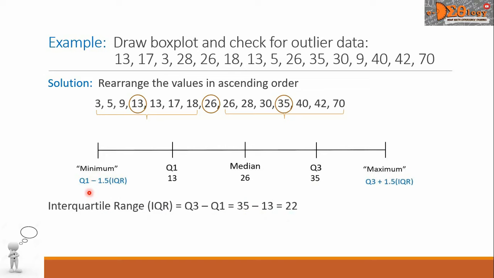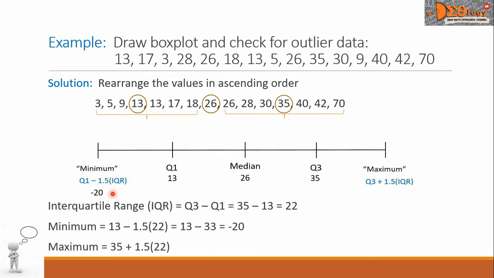Let's begin with the minimum. So we have the first quartile, which is 13, minus 1.5 times the IQR, which is 22. The product of 1.5 and 22 gives 33. So 13 minus 33 is negative 20. Let us copy this value below the minimum.